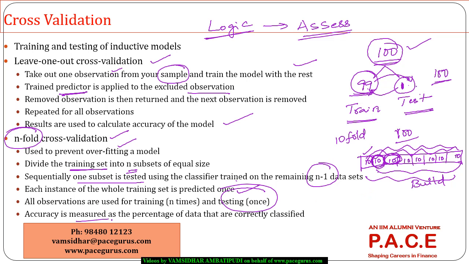Accuracy is measured as the percentage of the data that is correctly classified. That way the model is much more effective. Generally, if I have to make my model more and more effective, we can think of one of these two methods. Either I can do leave one out cross validation, or I could go with an n-fold cross-validation model, so that the overall model can be improved. When we apply them on our data, you will get much better clarity regarding the cross-validation process.